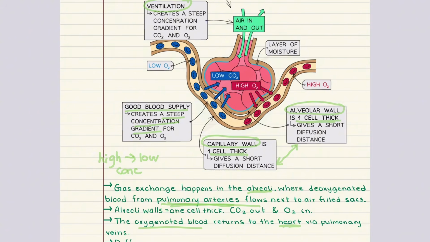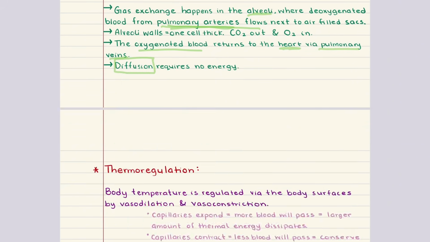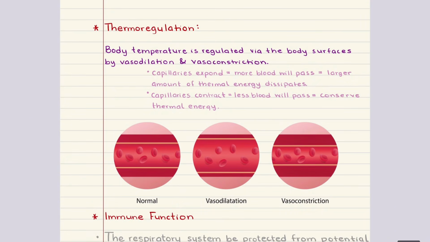Pulmonary veins carry the oxygenated blood back to the heart, and all of this happens passively. It's powered by diffusion and pressure gradients. Now we can discuss thermoregulation, which refers to how the body maintains a stable internal temperature. Your body can release or conserve heat by adjusting blood flow to the skin and respiratory surfaces, especially in the lungs. And this happens through two processes, vasodilation and vasoconstriction.